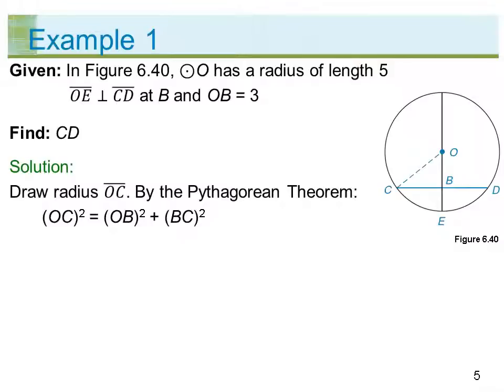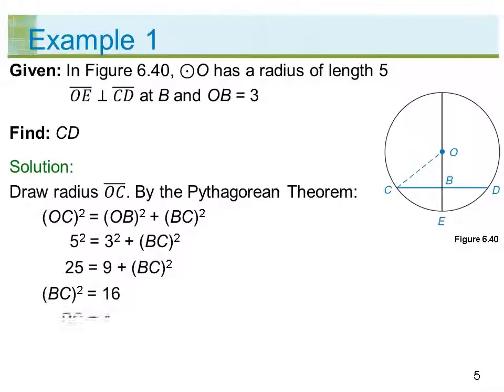By the Pythagorean theorem, length of OC squared equals the length of OB squared plus the length of BC squared. 5 squared equals 3 squared plus the length BC squared. 25 equals 9 plus the length BC squared. BC squared equals 16. BC equals 4.